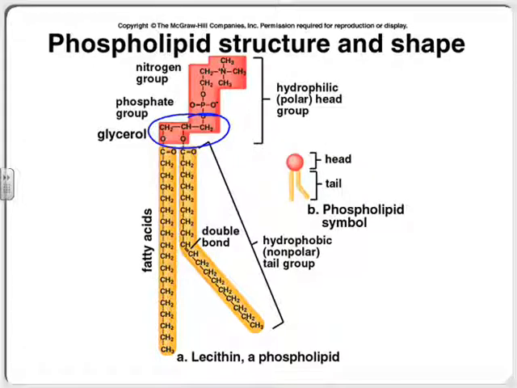What kind of chemical bonds hold most biological molecules together? Mostly covalent. In covalent bonds, what happens with electrons? They are shared between 2 atoms, right?